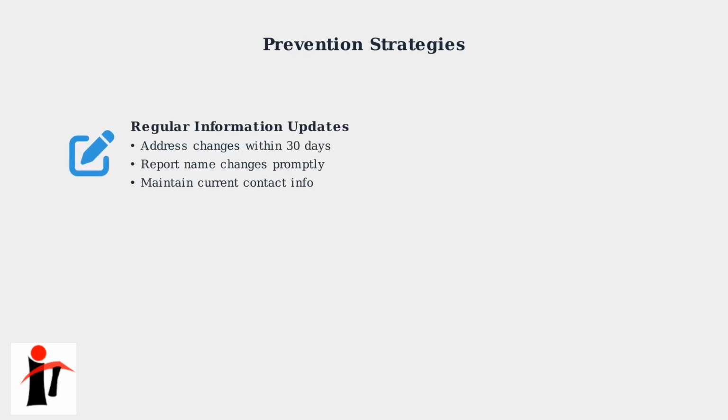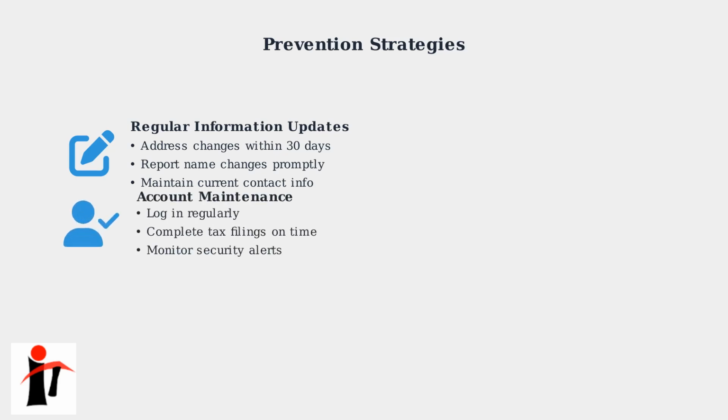First, keep your information current with the CRA. Update address changes within 30 days of moving, report name changes promptly after marriage or legal name changes, and maintain current contact information. Second, maintain your account actively.